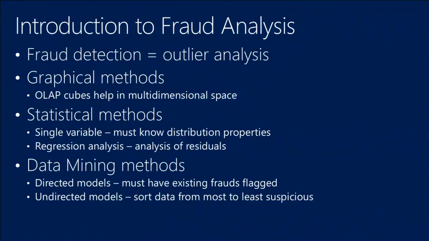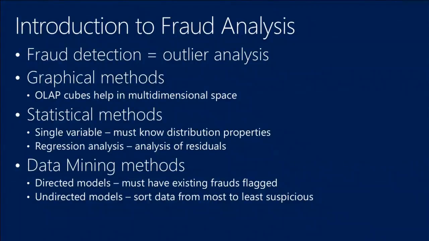So these directed models give you very, very good results, typically give you very good predictions. However, it means that you must have this target variable. So it means that there must be already some flag, for example, that flags whether a transaction is fraudulent or not from the past.